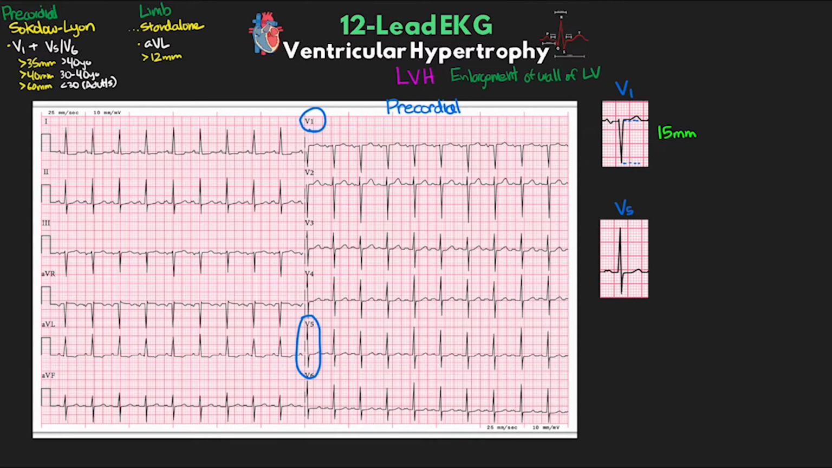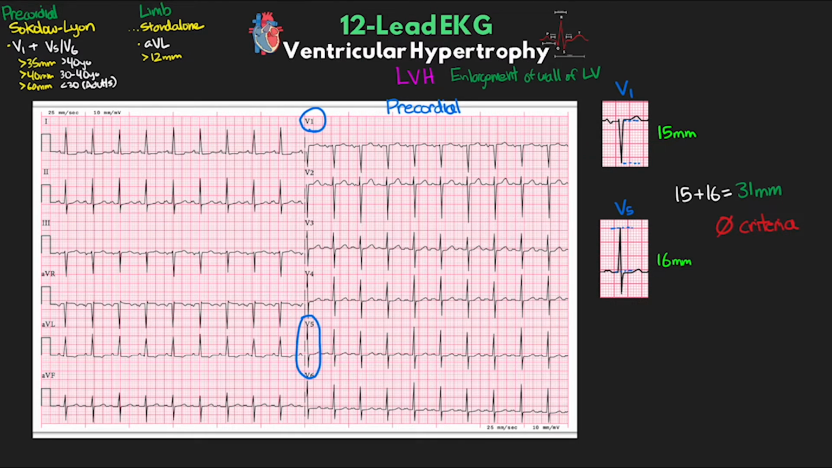And if we look at the voltage of the R wave here, it looks like, again, from the isoelectric line to the top of our R wave, we have about 16 millimeters. So if we add V1 and V5 together, we get 15 plus 16, which gives us 31 millimeters. So regardless of the age of the patient, even if they're greater than 40 years old, we would actually be just shy of meeting criteria for left ventricular hypertrophy looking at our precordial leads.